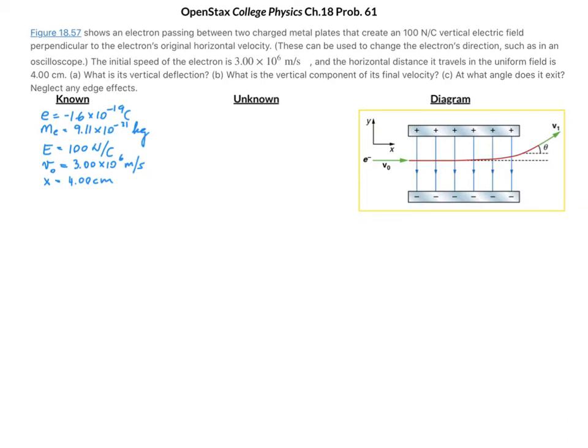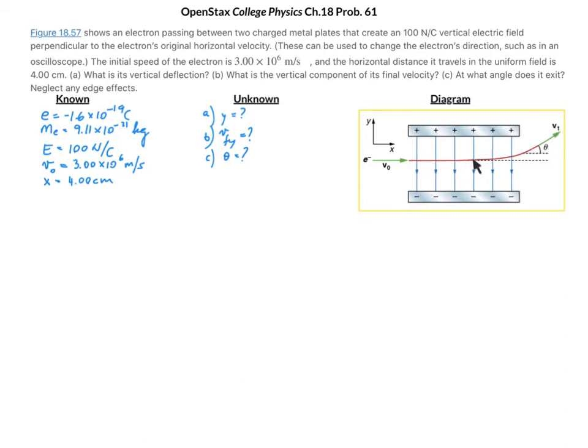In part A, we're looking for the vertical deflection, so we want to know what y is. In part B, we're looking for the vertical component of its final velocity, so we want v final y. And in part C, we want to know the angle at which the electron exits that electric field. So let's follow again what's going on here. We have an electron traveling in the positive x direction. We're given the x and y directions here, and it will follow this path.